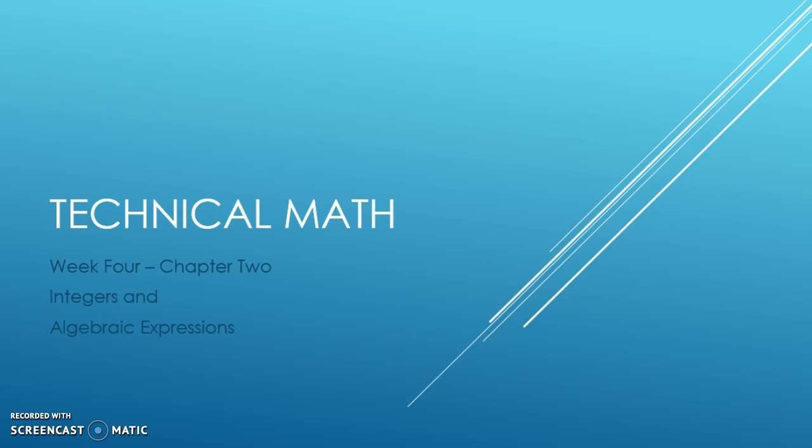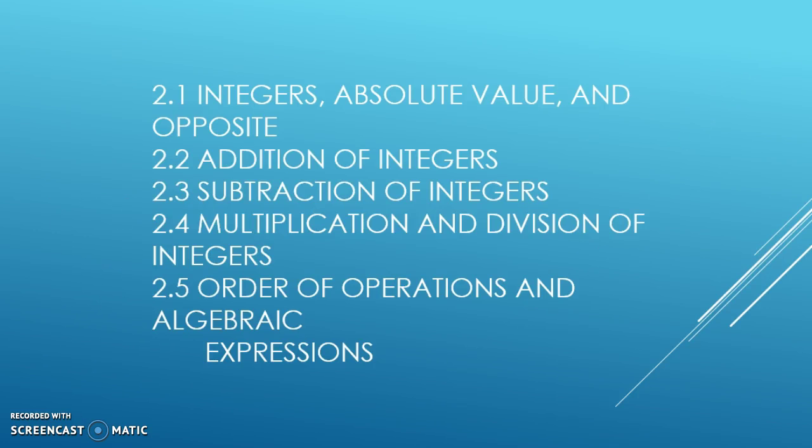We're actually going backwards this week. We're going to go back and pick up chapter 2 and cover integers and algebraic expressions. So these are the different topics that we're going to be covering. We're going to be looking at integers, absolute value and opposite, how to add, subtract, multiply, and divide integers, and then the order of operations.